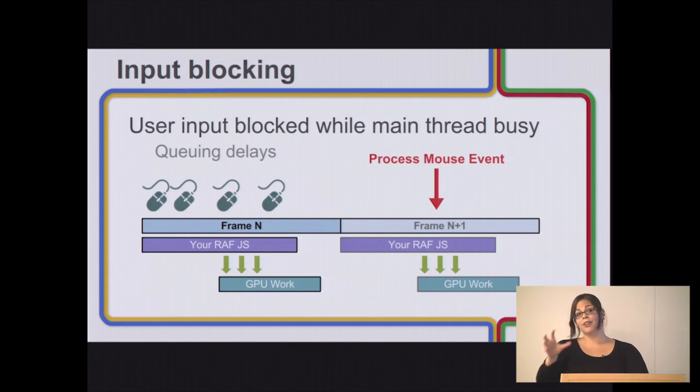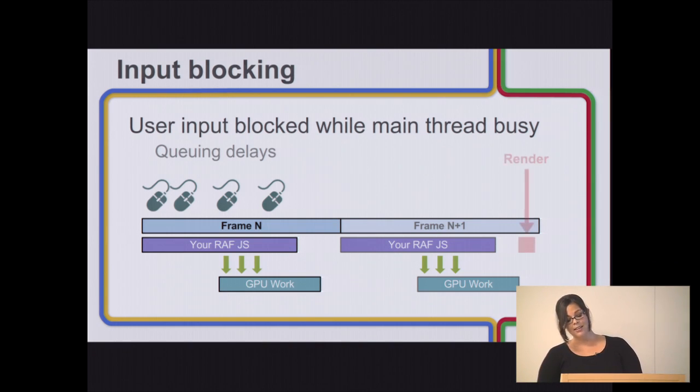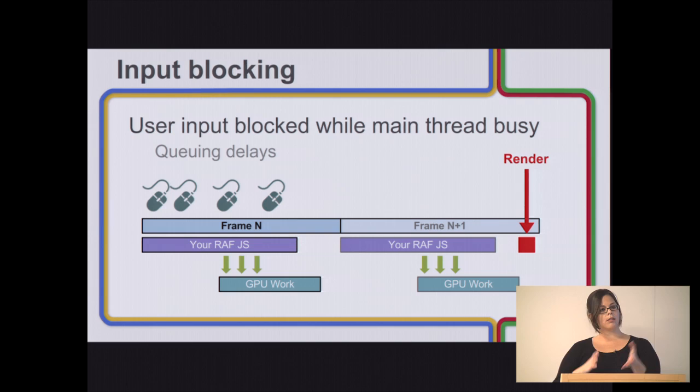Then during the next frame, now I've got a mouse event. Now I'm eligible during the next frame to process that mouse event. And then at the very end of the next frame, when everything's rendered, the results of that mouse input can get rendered. And so you can see, especially with this queuing delay, where if events come in while the main thread is busy, they just get queued up and you can't hear them until later. You can have a lot of input latency.